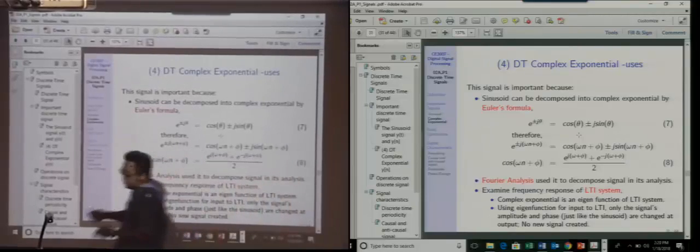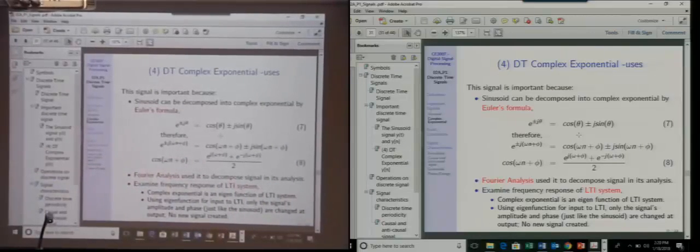What does an eigenfunction mean? Let's try again. An eigenfunction, A e to the j omega n, goes into an LTI system. What comes out? If A comes in, out comes B. Some amplitude is changed, friend. Out comes e to the j, same omega, same frequency that is rotating, omega n plus phase. It will change amplitude and it will change phase, but the frequency omega remains the same. That is an eigenfunction.